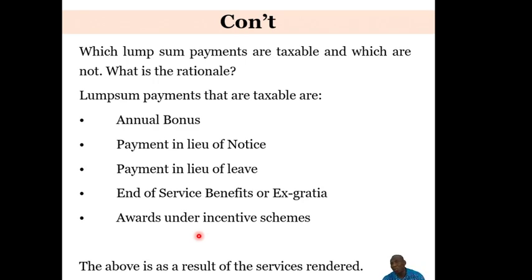In one past question, students were asked to explain which lump sum payments are taxable and which are not. So that's why I've just projected this one. Examples are annual bonuses, payment in lieu of notice, payment in lieu of leave, end of service benefit or ex gratia; they are taxable. Awards and incentive schemes, and even commitment fees. Sometimes, if an employer wants to poach you, they can pay you a commitment fee, like the way they do to footballers. It's also a lump sum payment. The commitment fee, you also add it.